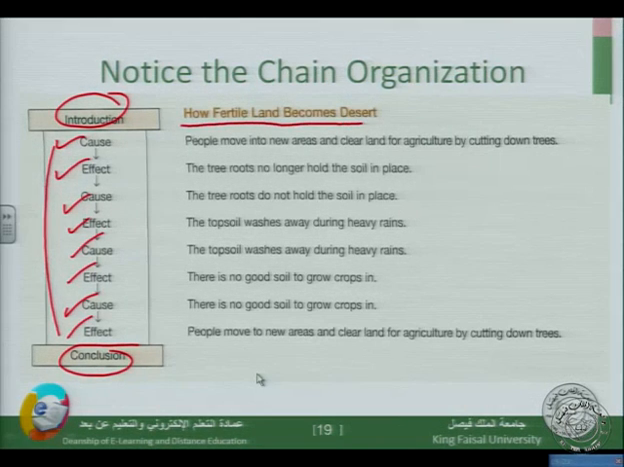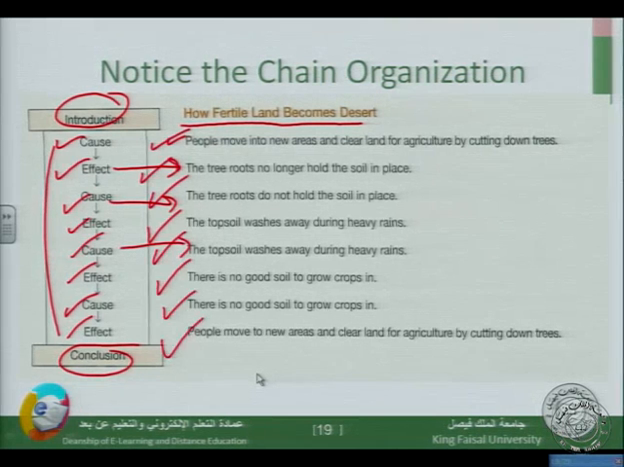For example, how fertile land becomes desert. أول cause, people move into new areas and clear lands for agriculture by cutting down trees. The result, the tree roots no longer hold the soil in place. Another cause, the tree roots do not hold the soil in place, so the topsoil washes away during heavy rains, and so on. فهنا كان يذكر سبب نتيجة سبب نتيجة سبب نتيجة سبب نتيجة. هذا بنسميه chain organization.